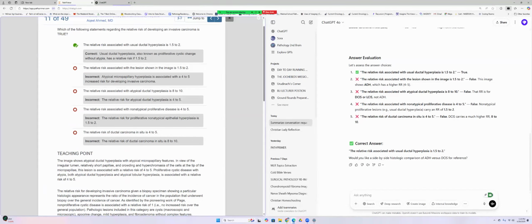Atypical hyperplasia, this is 4 to 5. Proliferative non-atypical epithelial hyperplasia, okay, now it's 1.5 to 2.